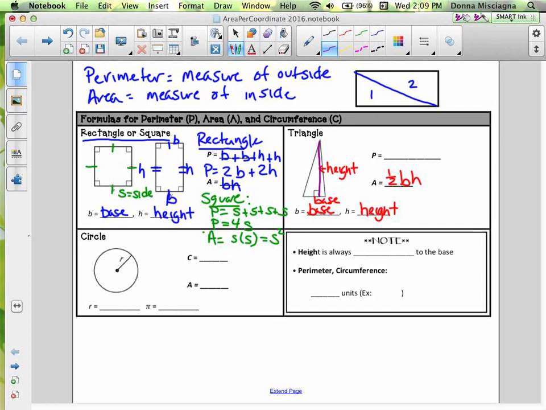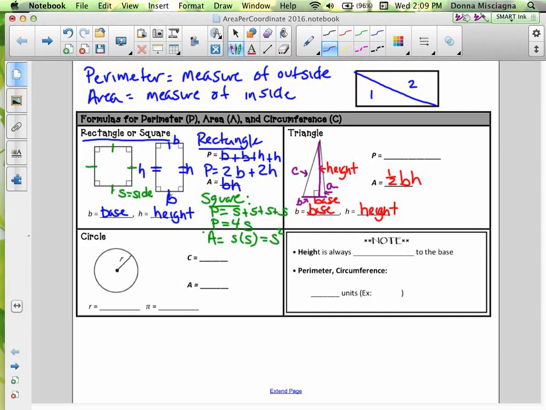The perimeter, well, it's exactly the same as the rectangle and the square. So we already said this was base and this is height. Let's just call this side here B. Right, that's going to be B. We haven't named the other sides anything. So I'm going to call this side A, and I'm going to call this side C.